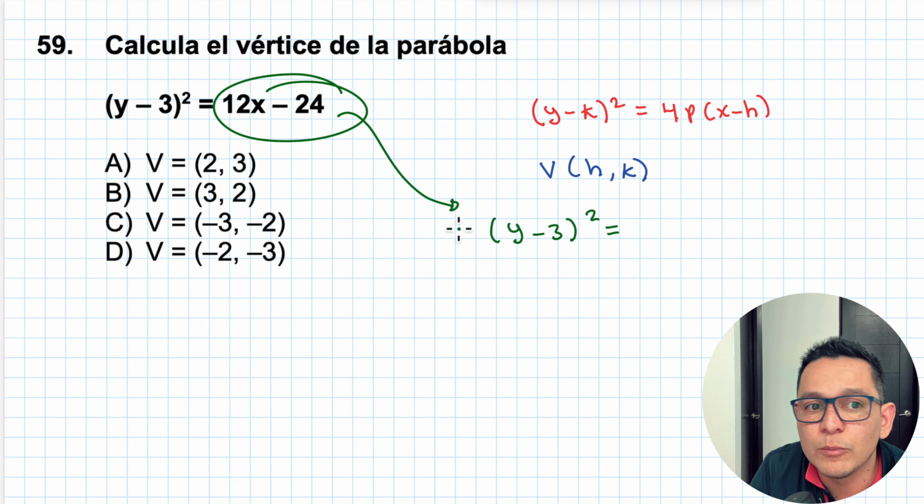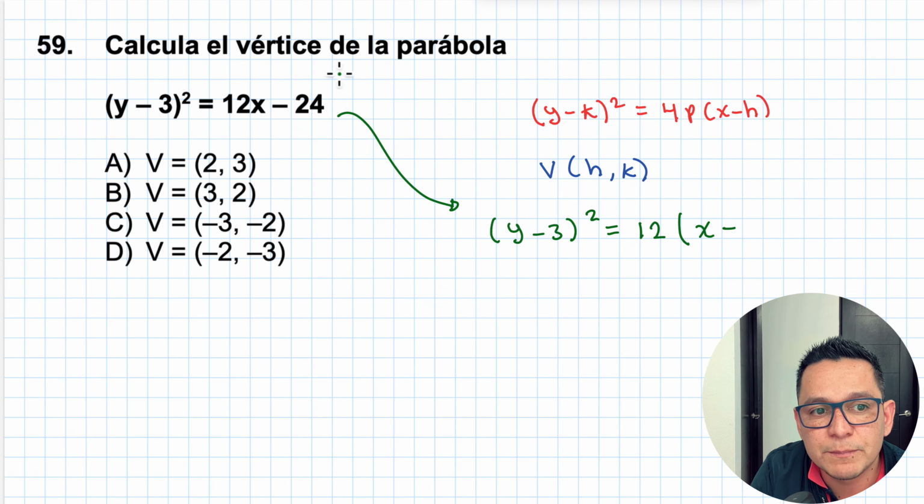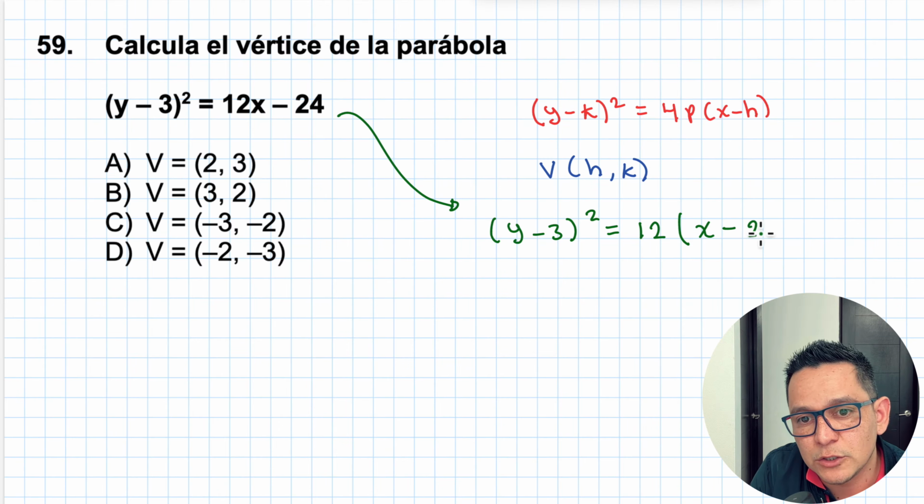What's the common factor for 12x and 24? It's 12, right? So I write 12. I open parentheses, and now I ask, by what do I multiply 12 to get 12x? By x. Minus, by what do I multiply 12 to get 24? By 2. All right. As you can see, now we have the same form.